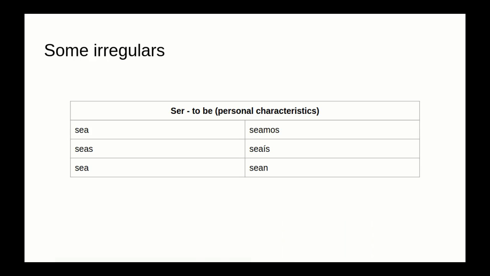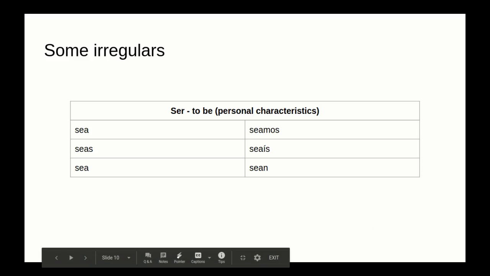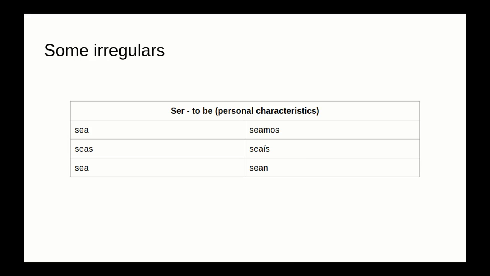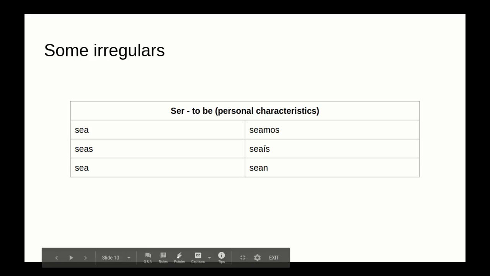Ser, to be as in personal characteristics. Well, go to the yo form, soy. Again, I can't drop the o, so I drop the oy. And then I switch the endings. It's an ER verb. I'll use those AR endings. But notice it is sea, seas, sea, seamos, seáis, sean. Note also that this is pronounced sea and seas, not see and sees. Remember your vowel pronunciation in Spanish.